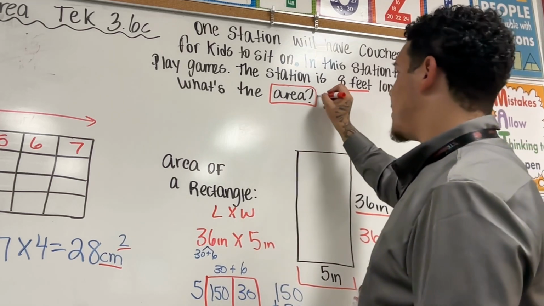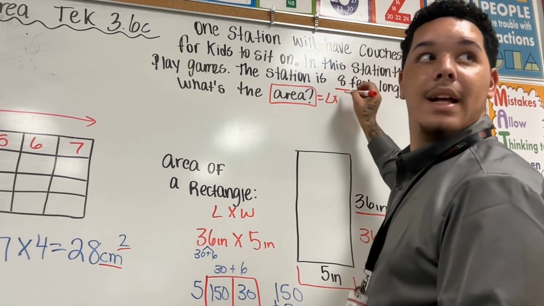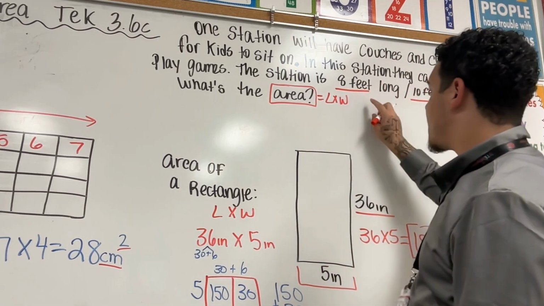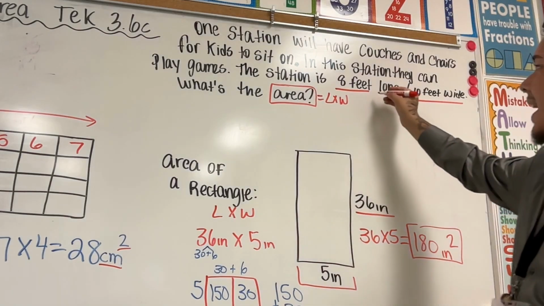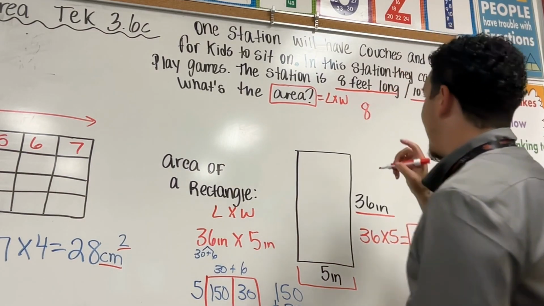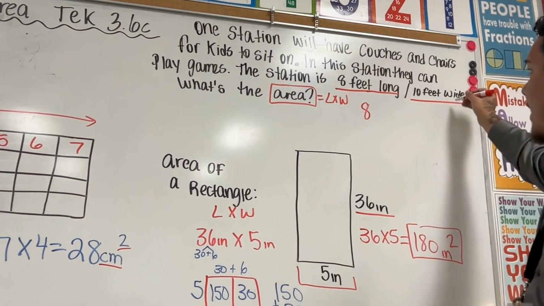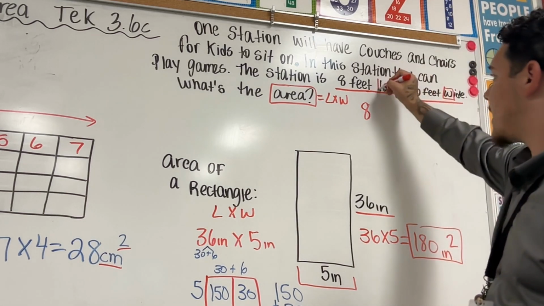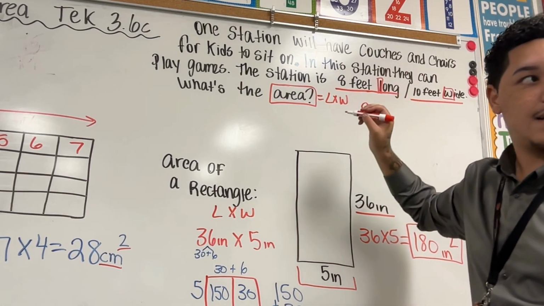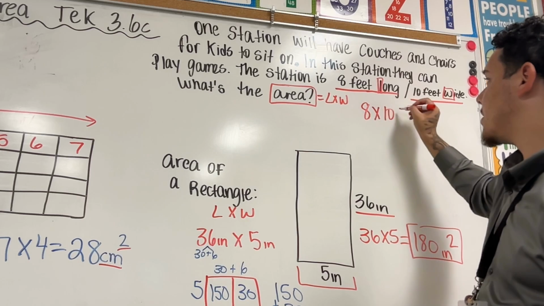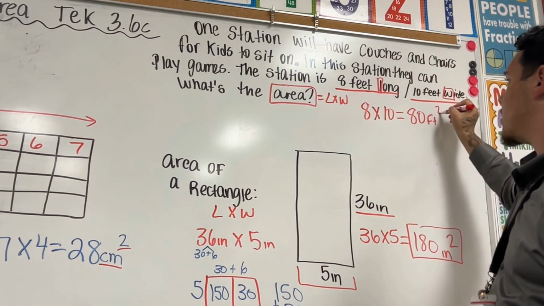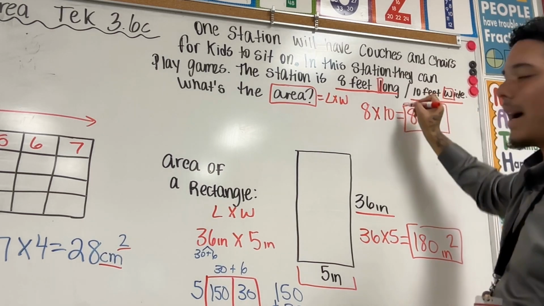Area. So every time you see the word area, I always want you to write length times width. So I'm going to be multiplying my length times my width. So it's 8 feet what? Long. So what's my length? 8. Okay, and what's my width? 10 feet what? Wide. You can see the W for width is there, and the letter for L, or length, is here. So it'll be 8 times 10, which in this case will be 80 feet squared. That would be my answer here.